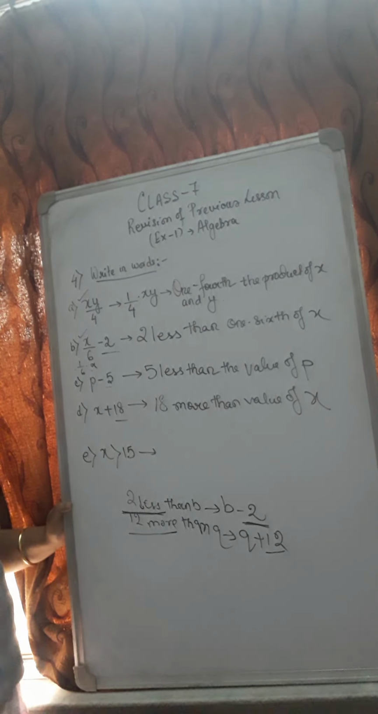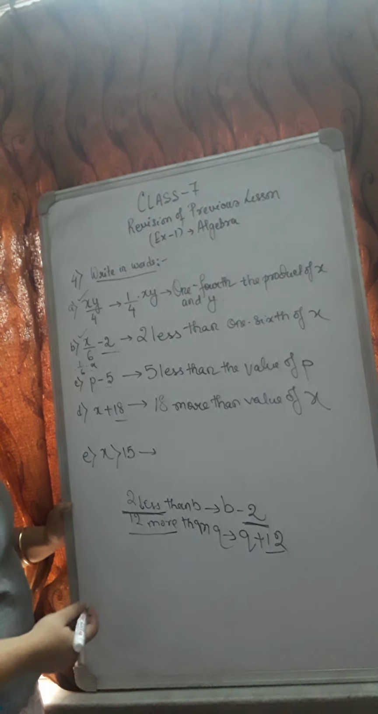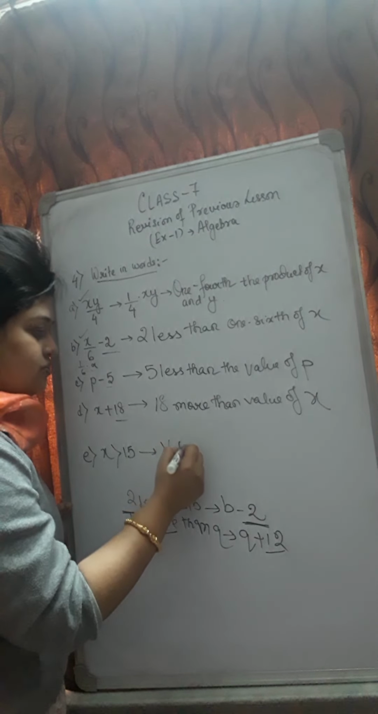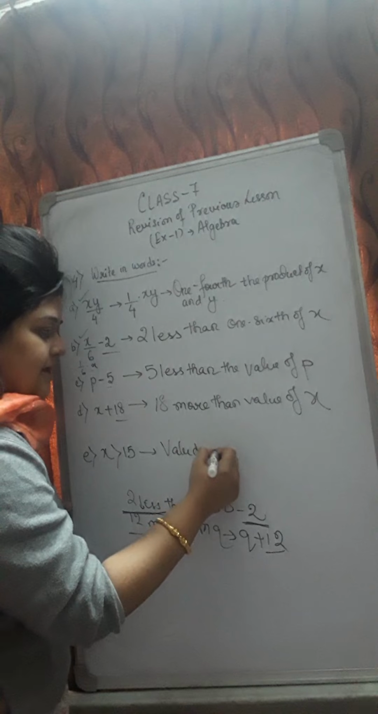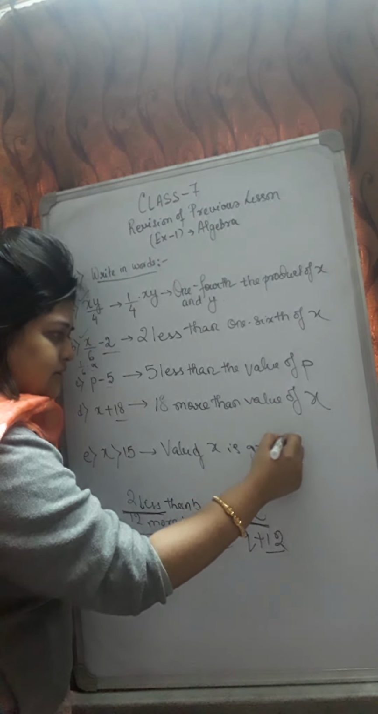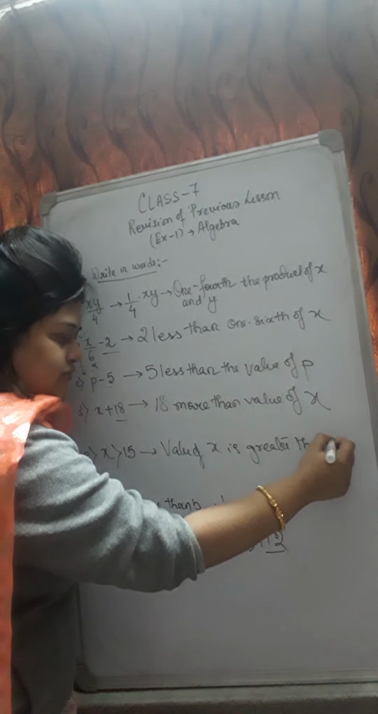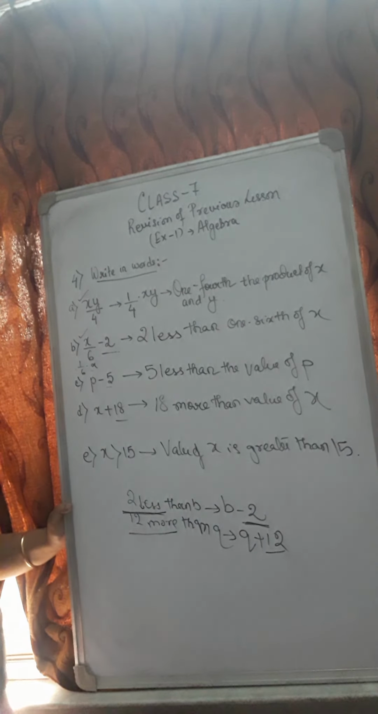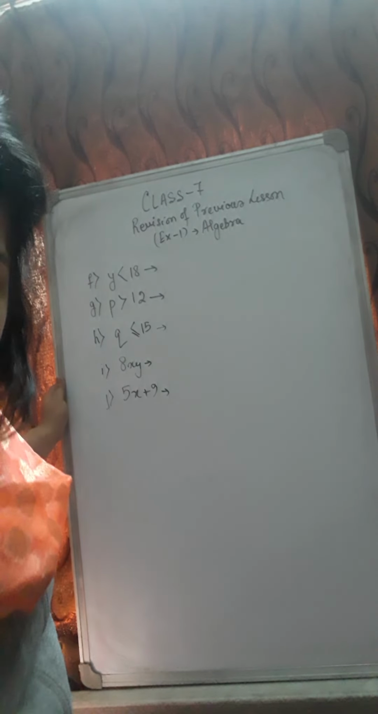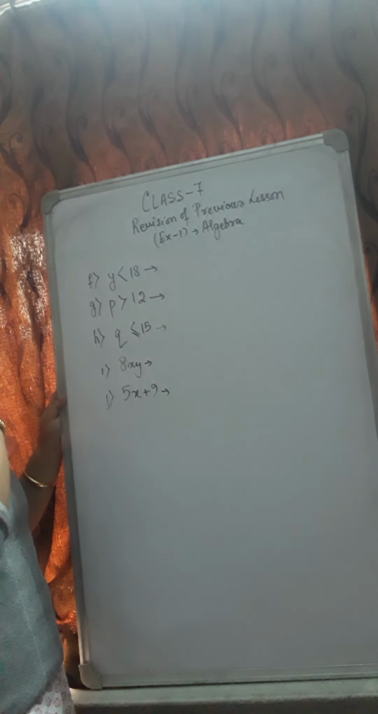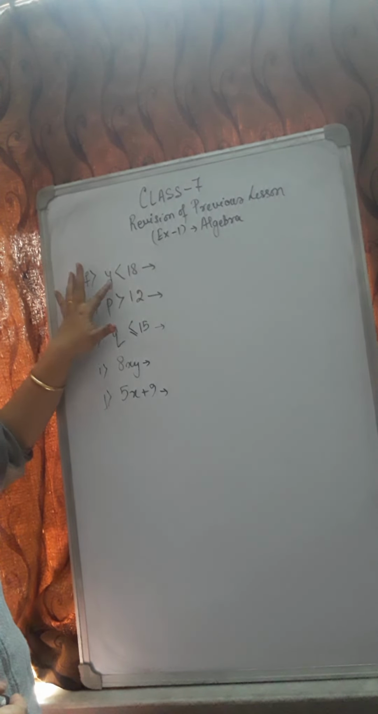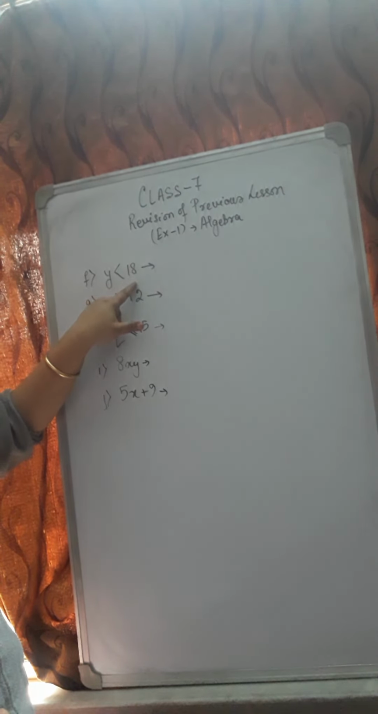X greater than 15. So how will we write? It is very easy to write. Value of x is greater than 15. Okay. Now moving on to the remaining part. Number F, very easy. Y value is less than 18.